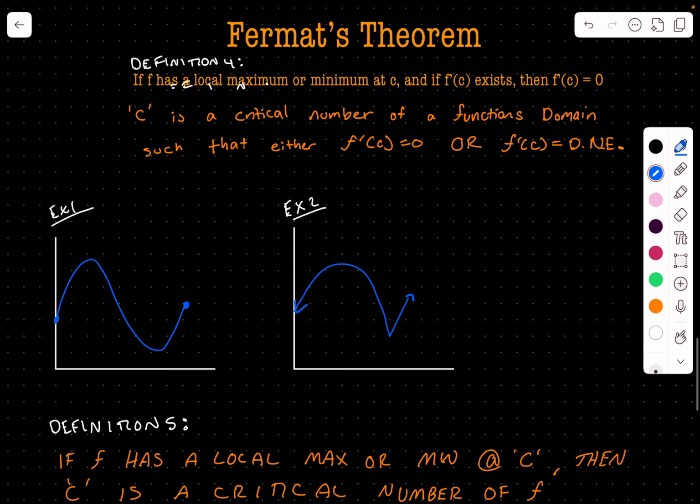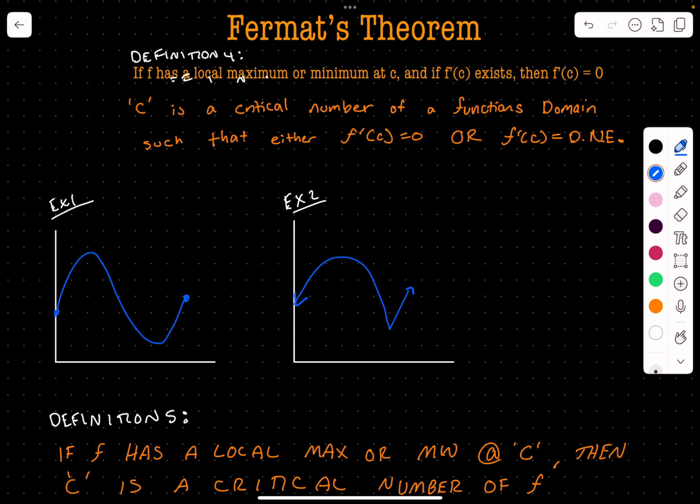So this next topic is Fermat's theorem. So what in the world? Okay. So Fermat's theorem, again, it's from the textbook, don't hate me. If f has a local maximum or minimum at c, and if f prime of c exists, then f prime of c equals 0. So what is that even saying, right? And then finally it tells us that c is a critical number of a function's domain such that either f prime of c equals 0 or f prime of c does not exist. And it's so funny that the textbook had you go through all these things, and until you reach this point, they're like, okay, I think now we should tell you what c is.